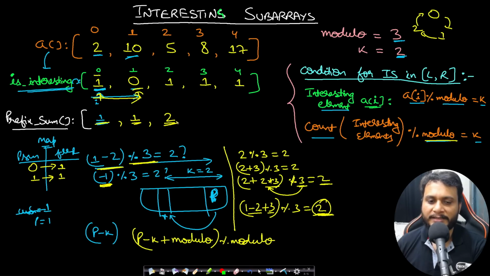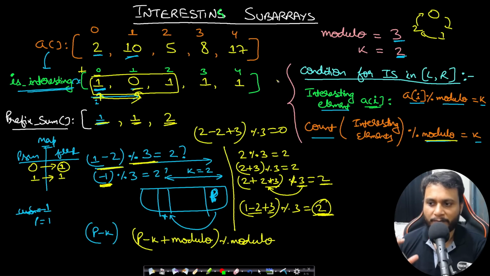Again, you move to the right hand side, the prefix sum value becomes 2. So what I am finding as a target on the left hand side is (2 minus 2 plus 3) mod 3, which equals 0. So is there a 0 on the left hand side? Yes, there is a 0, because 0 is always the start point, right? So that means this subarray is an interesting subarray. And likewise, we will be proceeding. So I think you have got the idea of what we are trying to do.